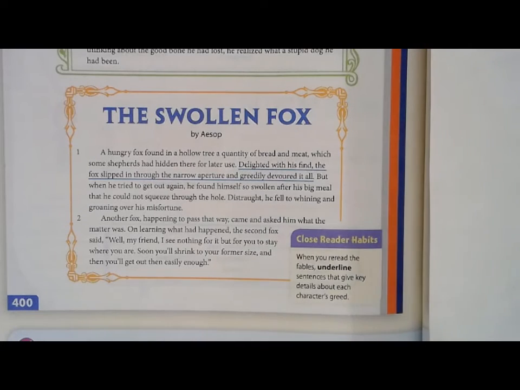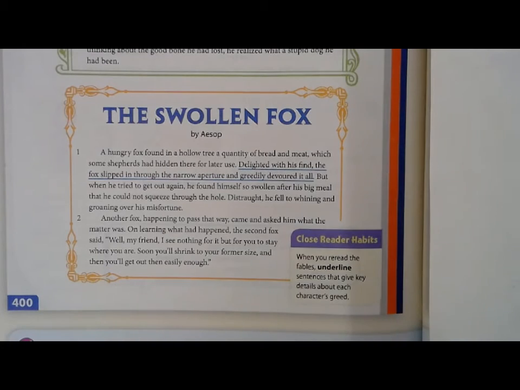First of all, what's an aperture? He slipped in through the narrow aperture and greedily devoured it all. That means there was a small opening, that's what aperture means, and he went into it, and then he ate everything in there. So that tells us about his greed. He could have taken everything out and taken it to his home and eaten a little bit out of time, but instead he snuck in there and ate it all.